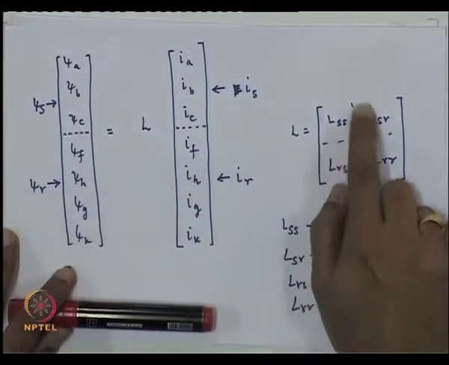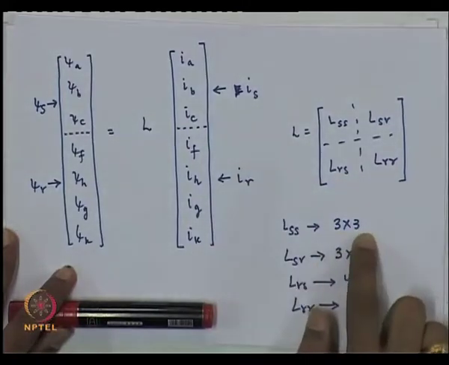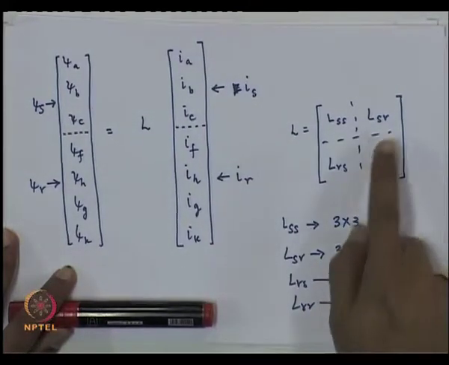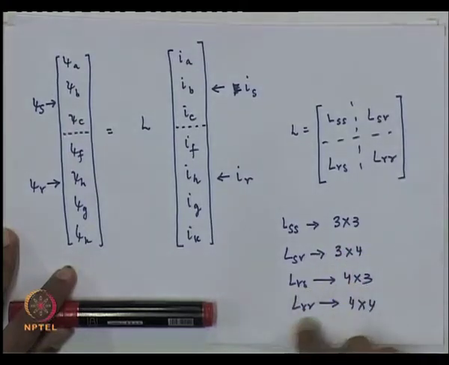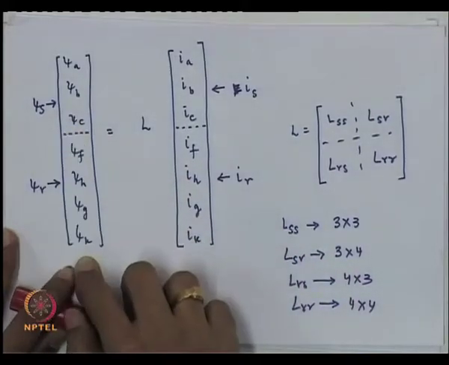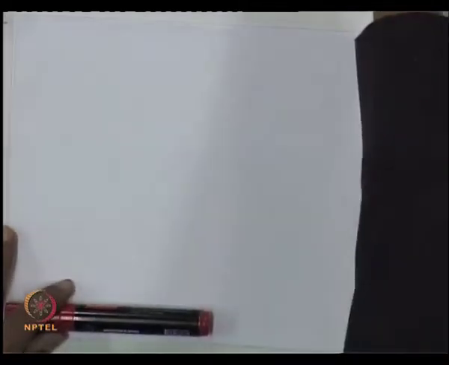So, LSS is the matrix relating psi S and IS, and it is a 3 by 3 matrix. Similarly, LSR is a 3 by 4 matrix, LRS is 4 by 3 and LRR is a 4 by 4 matrix, because it is the relationship between psi R which has 4 components and IR also which has 4 components. So, now the important thing we need to derive are these components which are there here. Okay. So, that is the key challenge now.